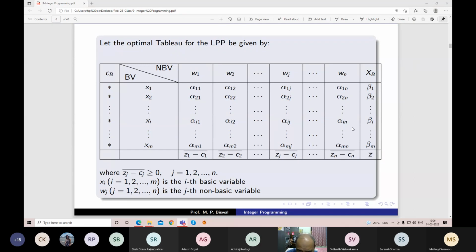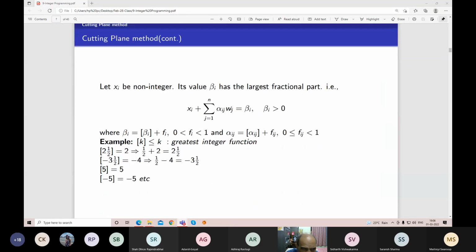Once you have got this, we have to use the greatest integer function. Beta i equals the integral part of beta i plus fi, where fi lies in the interval 0 and 1, both sides open. Similarly, alpha ij equals the integral part of alpha ij plus fij, where fij is less than 1 and greater than or equal to 0. One side open, one side closed. Here both sides are open; here one side open, one side closed. This I have already mentioned.